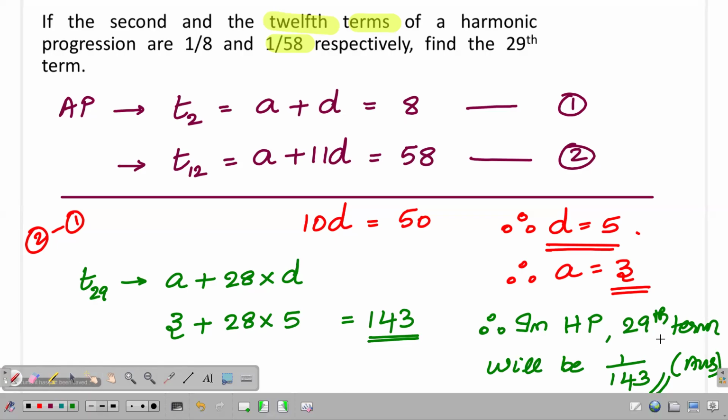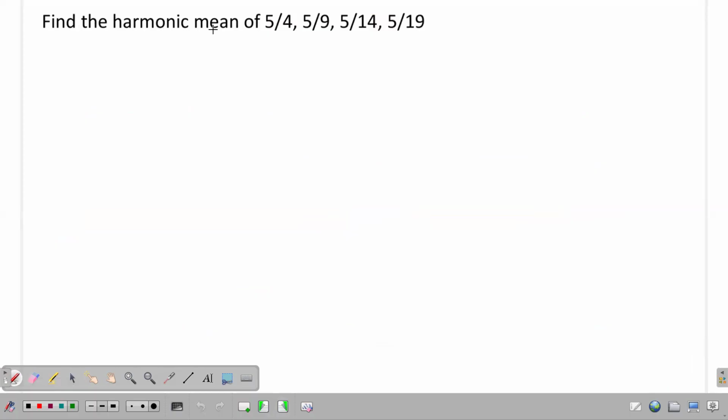So that brings conclusion to our first question for the day. Let us now consider the next question. Find the harmonic mean of 5 by 4, 5 by 9, 5 by 14 and 5 by 19.